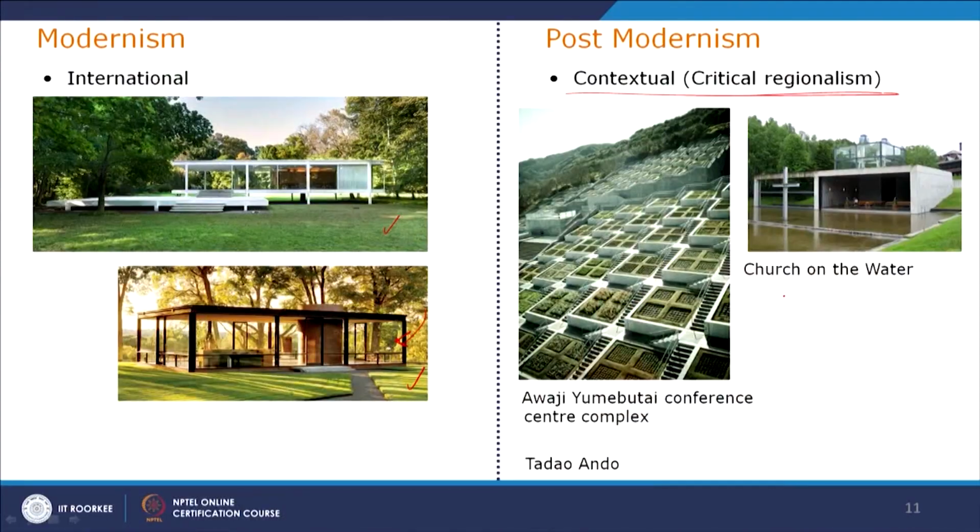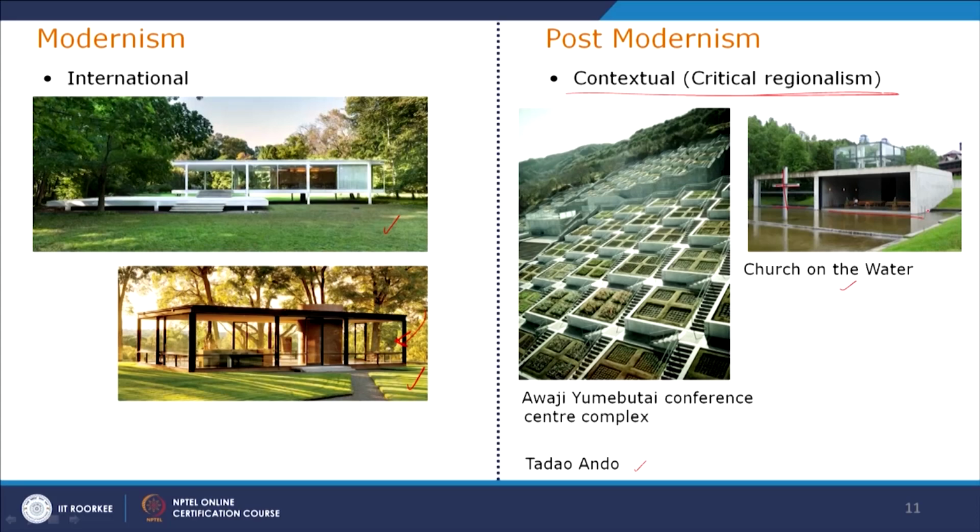Now the Awaji Yumebutai Conference Center and Church on the Water by Tadao Ando is also by a critical regionalist architect. The Church on the Water takes the context of the water into the building. The cross is on the water, so there's a much stronger connection between the inside and outside of this building. And the terrain of the land is translated into geometric abstraction, and the building blends with the terrain of the land.